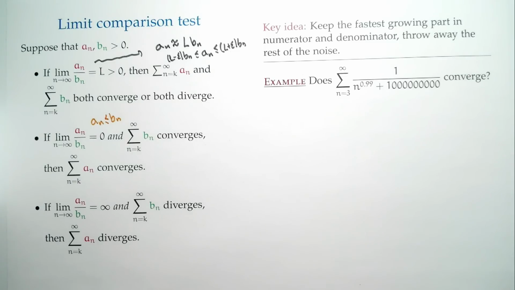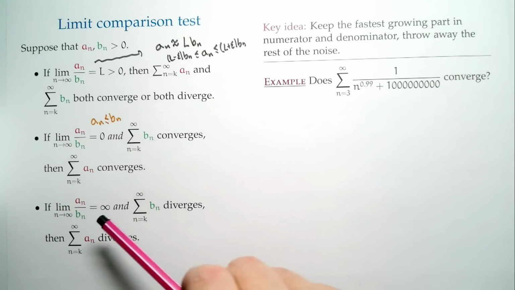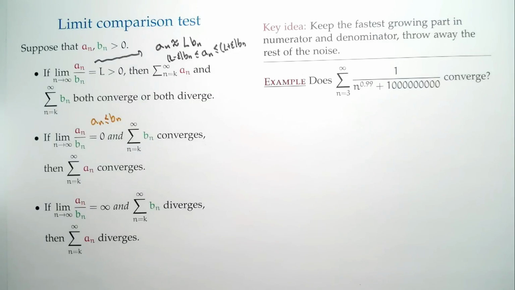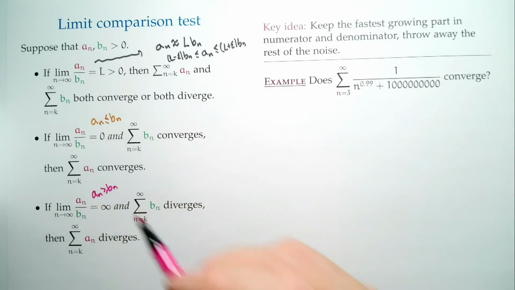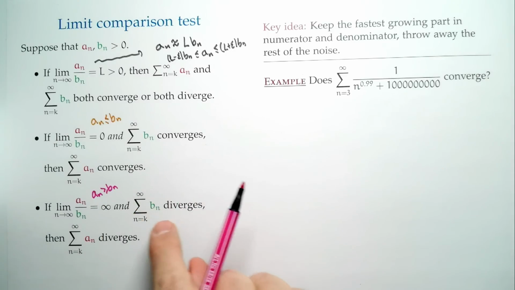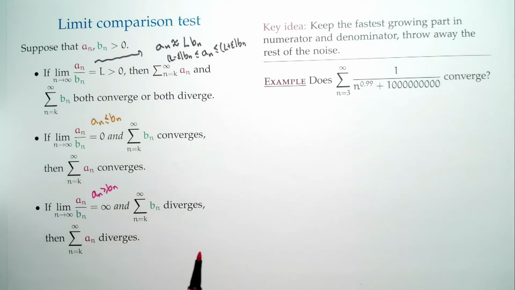Okay, well, what's the last case? Suppose that a sub n over b sub n is huge, infinite. In the limit, of course, not for any particular n. Well, now let's think about that. Which one has to be bigger? What has to be bigger is the top. a sub n has to be bigger than b sub n. So if the sum of b sub n is diverging, and a sub n is bigger than it, then the sum of a sub n has to diverge. So these are all relative sizes.